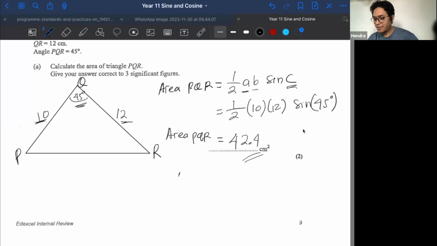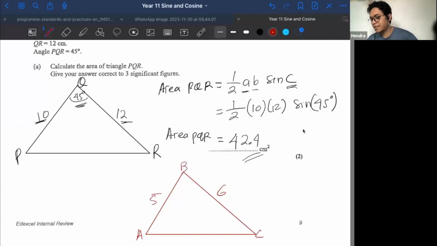I'll give you a triangle ABC. The sides are 5 and 6, and this angle is, let's say, 80 degrees. What is the area? Give me the area of ABC.